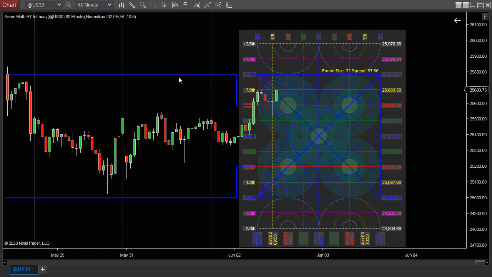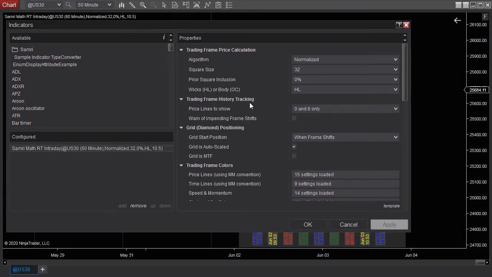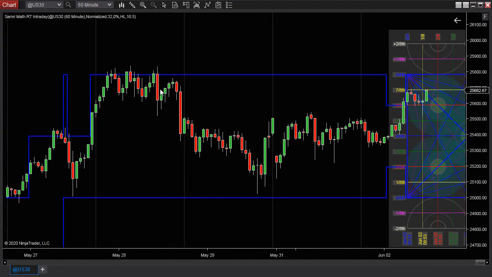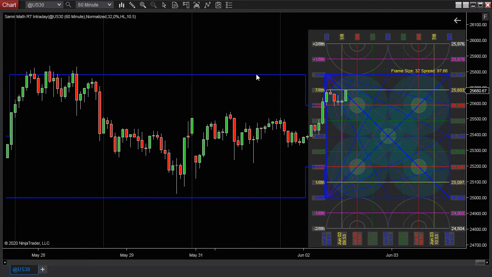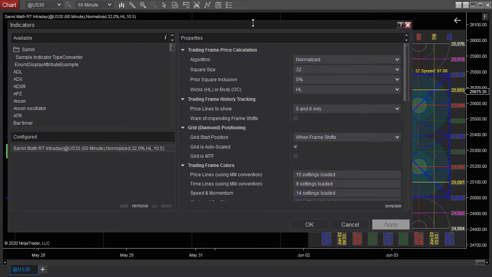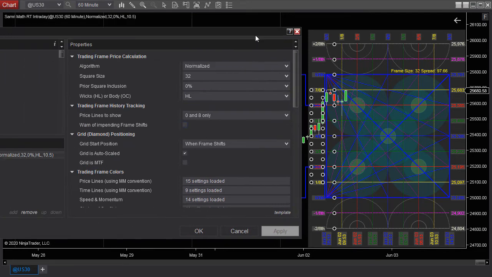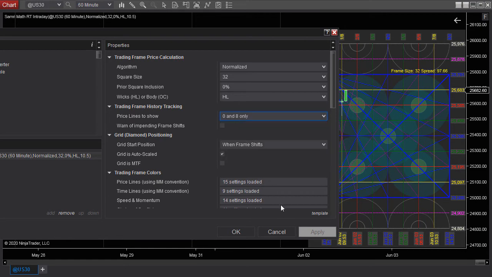The next thing we're going to do is to go into the next set of options. Trading frame history tracking. This is what we spoke about, looking at the prior frame, where it has been. So we have a couple of options for this. Right now we are looking at only the 0 and 8 lines. So this is the 0 and this is the 8, this is the 0 and this is the 8. This is how it varied over time. But if you want, you can look at all lines.